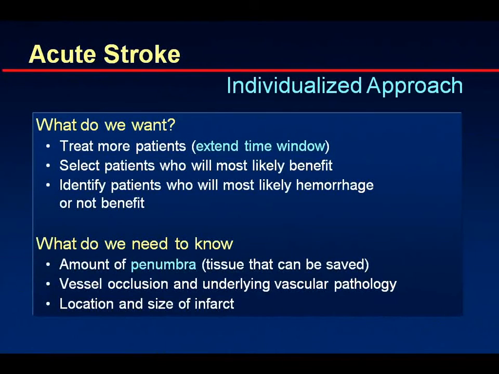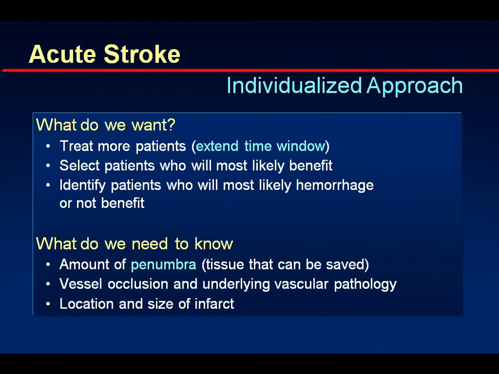We've seen that. Now, what do we actually want? What we want is to treat more patients, which means extend the time window. And also we would like to select beforehand those patients who are likely to benefit from our treatment and not treat those patients that will probably bleed or will not benefit from our treatment. And the crucial factor that we need to know is called penumbra. It's the tissue that can be saved.